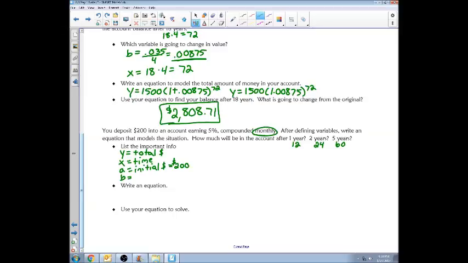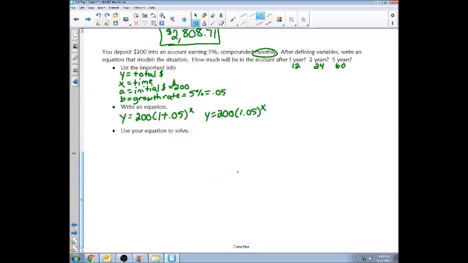And our B is going to be our growth rate, which will be 5% or 0.05. Okay? So we need to write our equation. We don't know how much time because there's 3 different times that we're going to have to use. So I'm going to have Y equals the initial amount, which is 200, times 1 plus my growth rate. My growth rate in this case is 0.05 raised to the X value. Again, I want to make sure that I simplify that sum, so Y equals 200 times 1.05 raised to the X value.